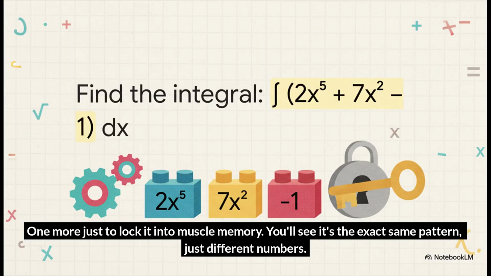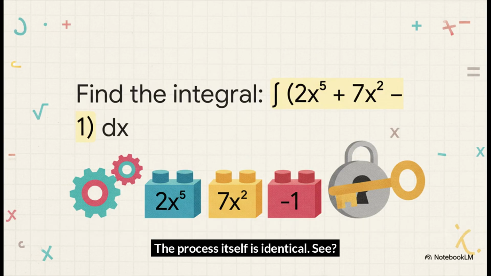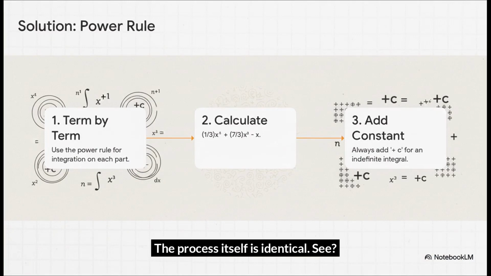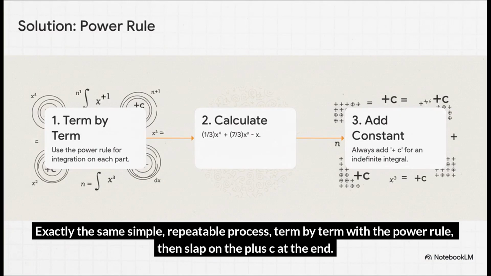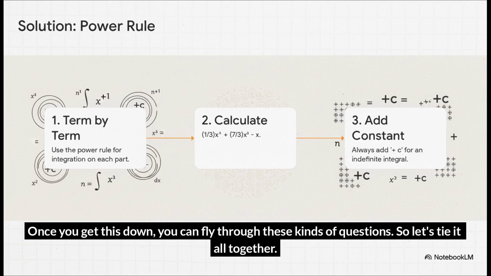Okay, one more, just to lock it into muscle memory. You'll see it's the exact same pattern, just different numbers. The process itself is identical. See? Exactly the same, simple, repeatable process. Term by term with the power rule, then slap on the plus c at the end. Once you get this down, you can fly through these kinds of questions.